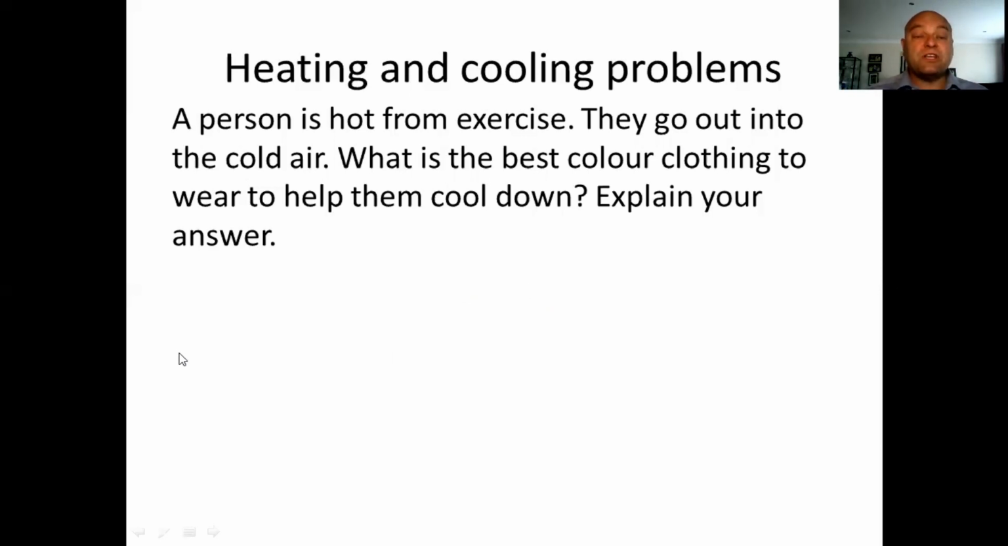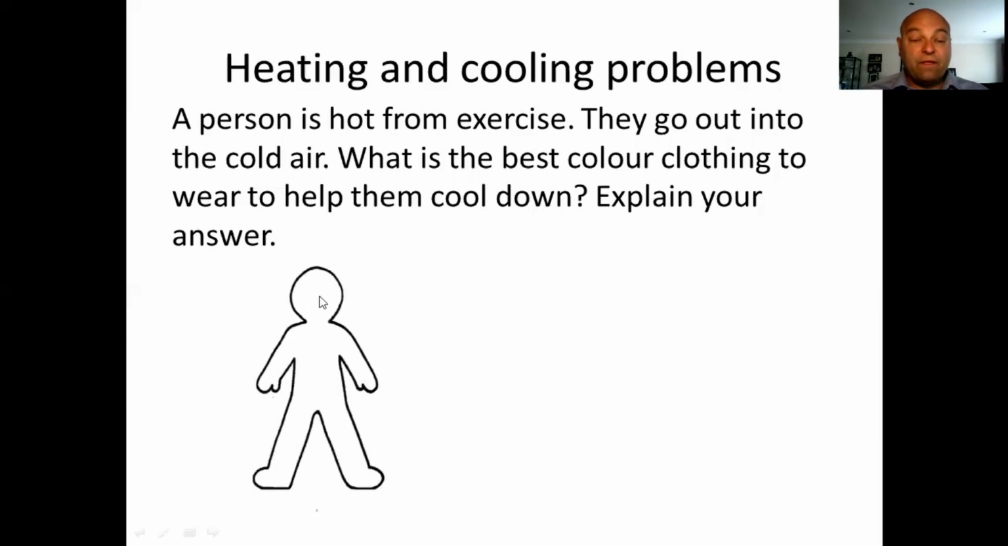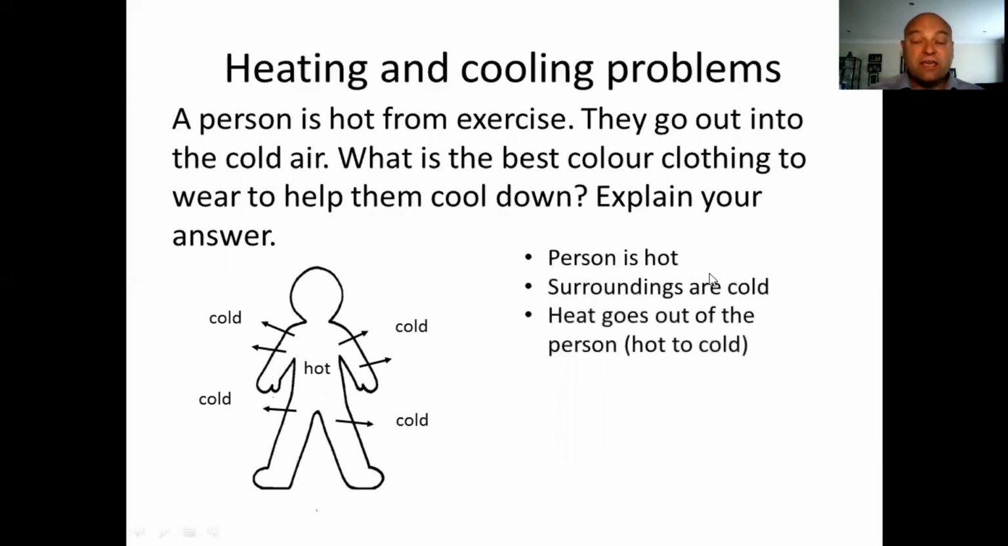So a person is hot from exercise. So let's have a person there who's been exercising. They go out into the cold air. So you should have identified the person is hot, the air is cold, and the heat is going from the person to the cold air. So the heat is going out of the person. What is the best colour clothing to wear to help them cool down? Person's hot, surroundings are cold, heat goes out of the person.